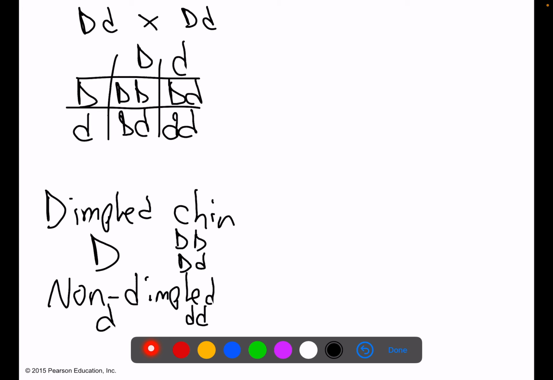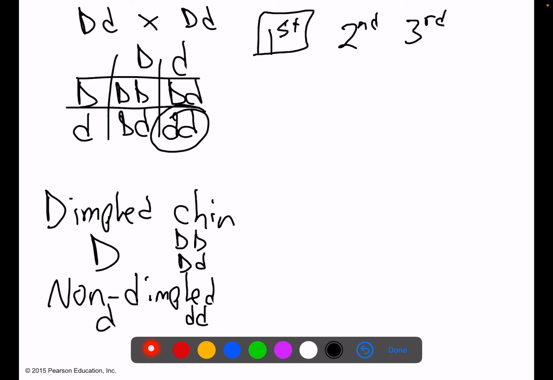So here we have 2 parents, both of them heterozygous for dimple chin, and they cross, and we want to know, okay, what are the chances that they will have 3 kids, and all of them will not have a dimple chin? All right, baby number 1, baby number 2, baby number 3. What are the chances that the first child will have no dimple? Looks like there's only 1 out of 4, right? What are the chances that the second child will also not have a dimple? Again, it looks like it's 1 out of 4. What about the third child? What are the chances that it'll not have a dimple? Again, same parents, so it's still 1 out of 4.